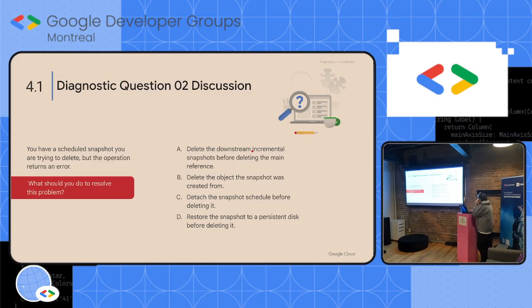You have a scheduled snapshot you are trying to delete, but the operation returns an error. What should you do to resolve this problem? This is a typical question that you can have for an exam.